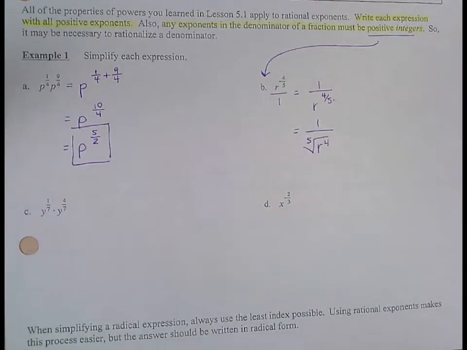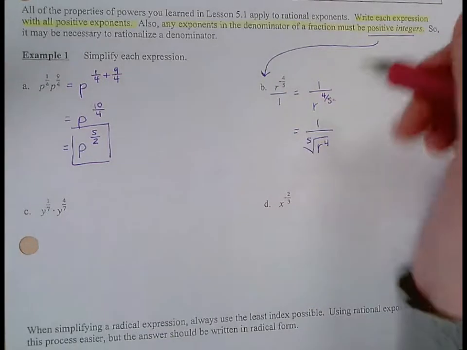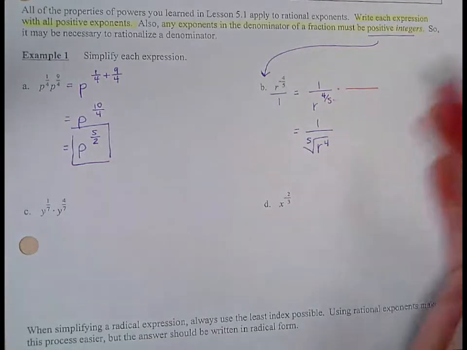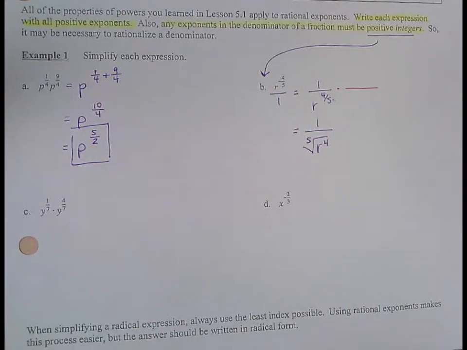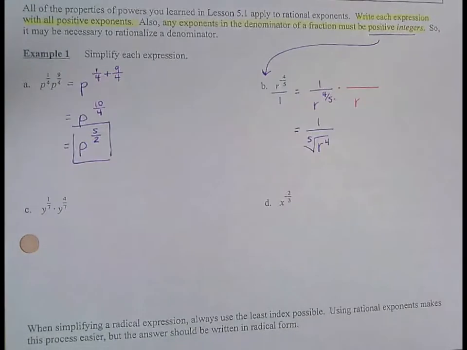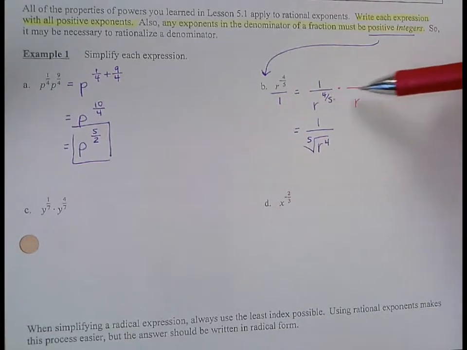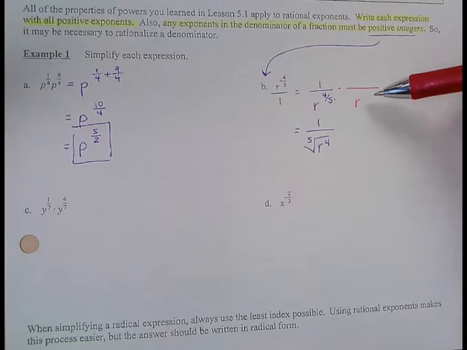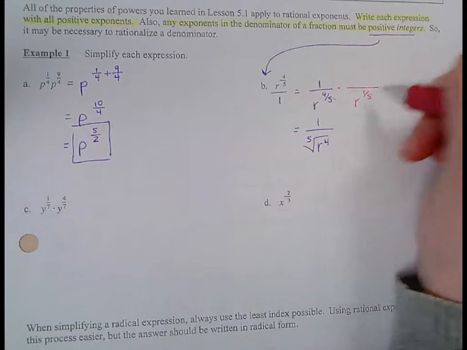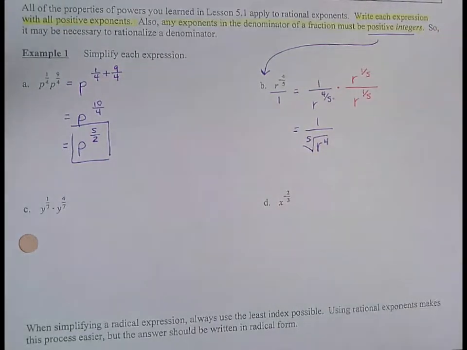So to rationalize, we have to multiply by some quantity so that the r in the denominator has a positive integer exponent, or a whole number exponent. So I'm going to be multiplying by r to a power. If I have 4/5, and I know when I multiply powers I add the exponents, what would I have to add to 4/5 to make it a whole number? 1/5. So I'm going to multiply by r to the 1/5, and then I multiply by the same thing on the top.